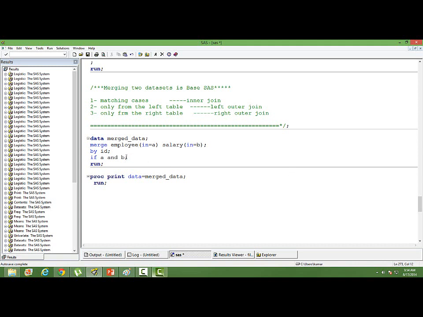The condition will change. The condition will become if A. If A means if the ID is present in dataset A, you merge these two datasets and give me the result. Remember one thing here, that the left dataset is the employee dataset. We have denoted it as A. So if A, let's print it.